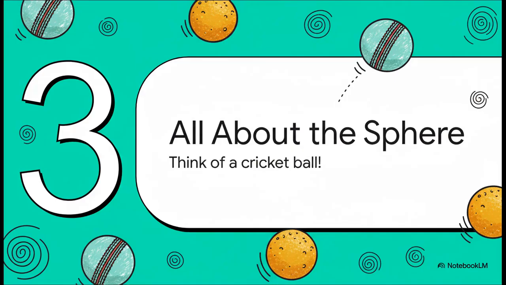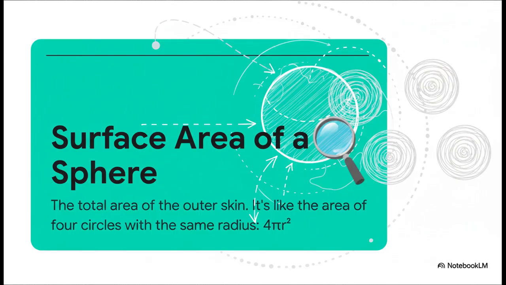Let's move on to the next shape, the sphere. The easiest way to think about this, a perfect cricket ball, or maybe even a delicious round motichur laddu. A beautiful, simple shape. So the surface area is basically the area of its entire outer skin. And the formula for this is just so simple and elegant, I love it. It's 4 times pi times r squared. That's it. It's like the area of 4 circles with the same radius all wrapped around a ball.